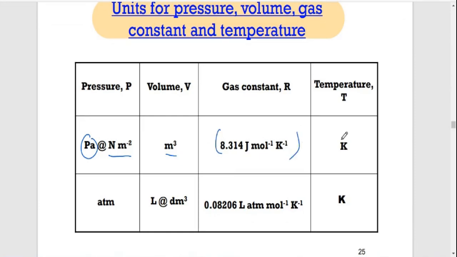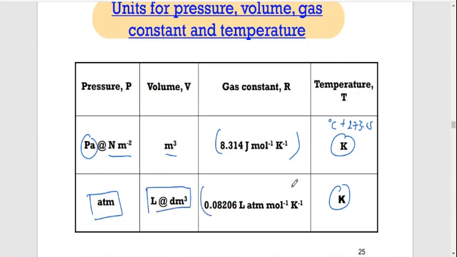For sure, temperature must be absolute temperature, meaning if degrees Celsius is given, you need to add 273.15. And if the pressure is given in atm and volume in dm3 or liters, then this is the R constant we will normally use. If the pressure is given in Pascal, mmHg or Newton per meter squared, convert to atm.